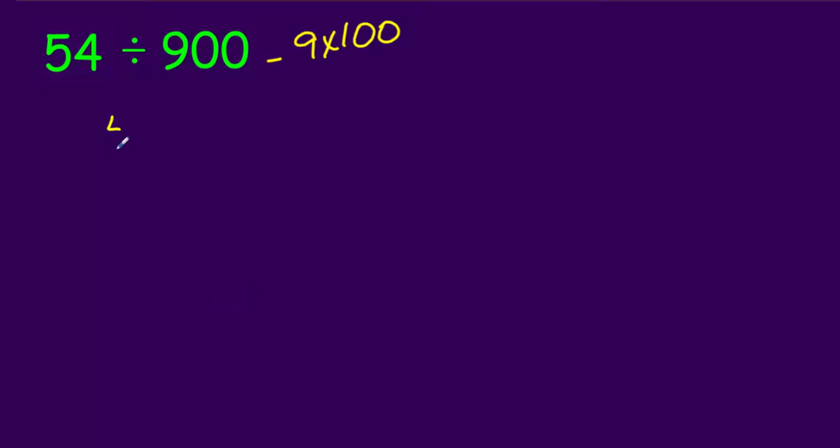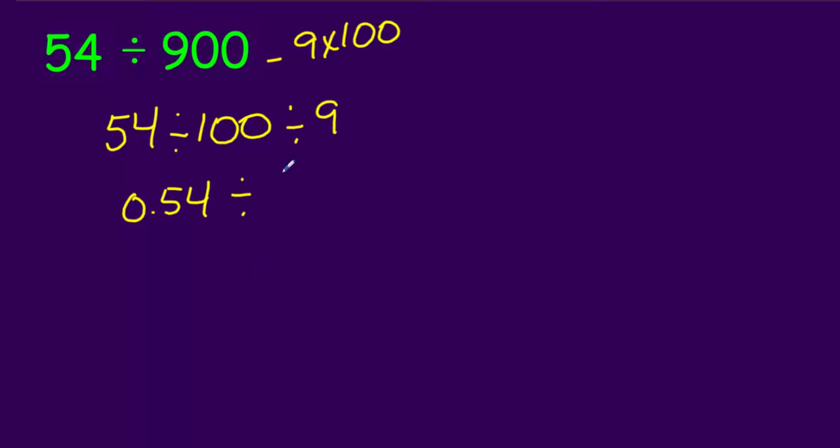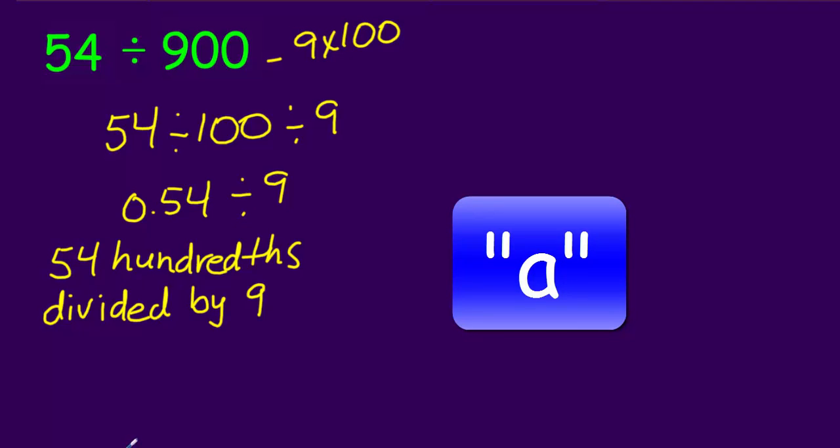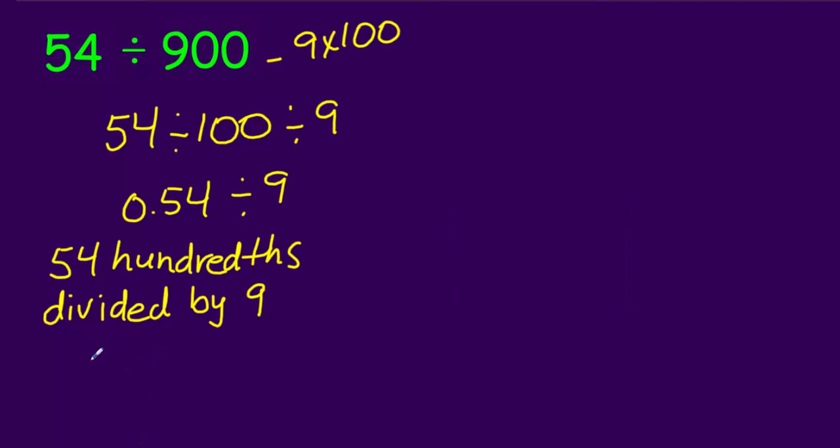Well, we're going to take the same steps here. By decomposing that number, we can say 54 divided by 100, divided by 9. Now, 54 divided by 100 means that those digits are going to shift two place values to the right, giving us 54 hundredths. That's what happens when you divide by 100. Now we have divided by 9. We still have our same simple facts, but we rename the number as 54 hundredths. And 54 hundredths divided by 9 is going to equal 6 hundredths.